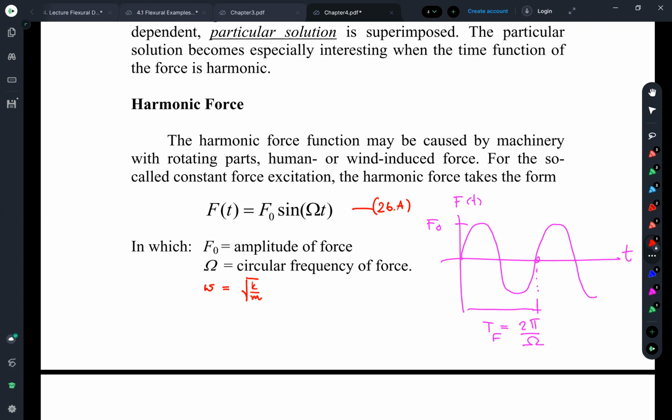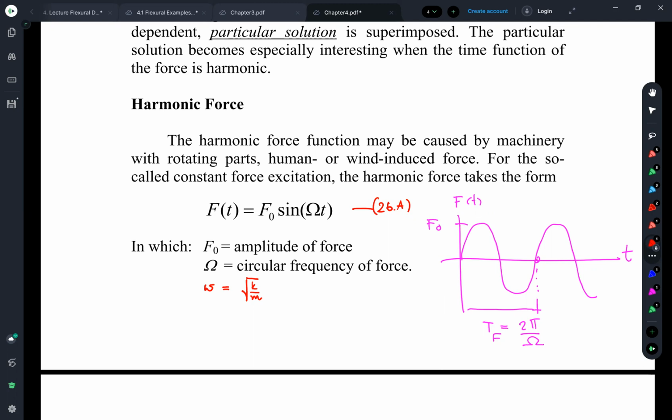It's a free vibration, right? No external force acting on it. And the way it goes back and forth, fast or slow, is defined by the natural frequency of the system itself. For the single degree of freedom, you have only 1 degree of freedom, so you have only 1 frequency for the system. And that is governed by this equation, the small omega equal to square root of k over m.